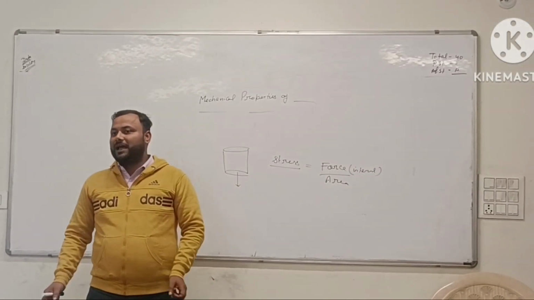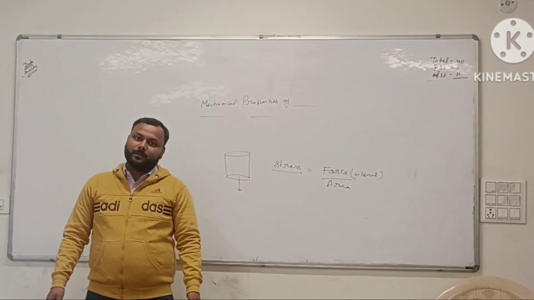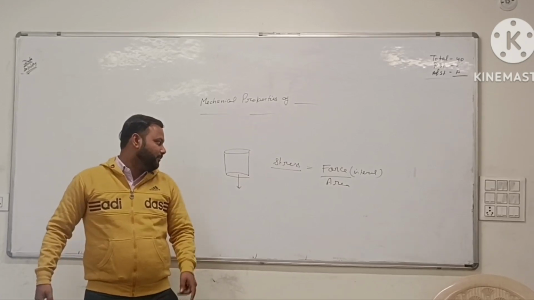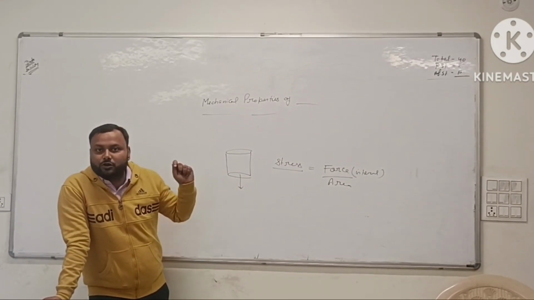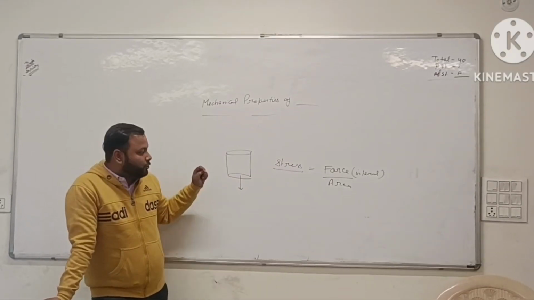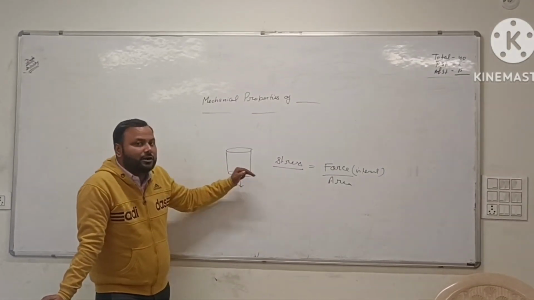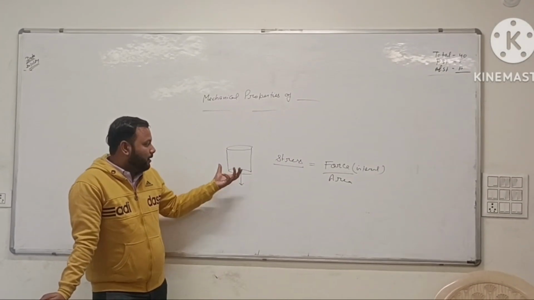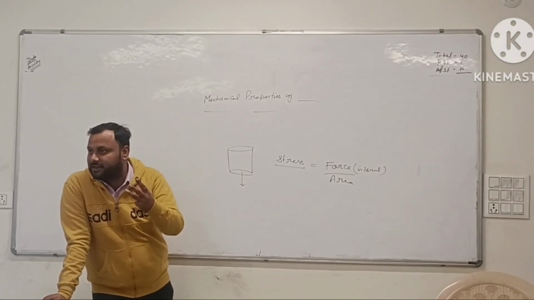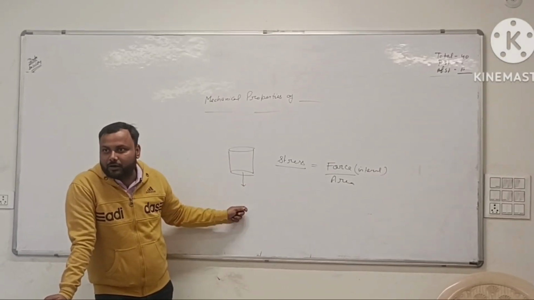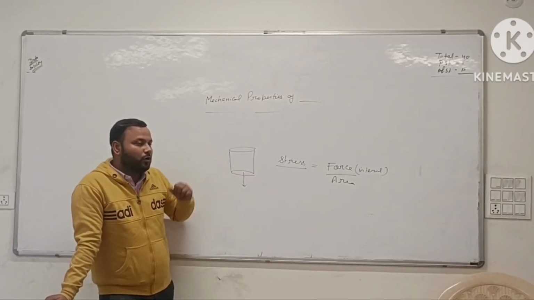You can apply force in three ways. First, you can apply the force perpendicular to the cross-sectional area, or you can apply force parallel to the area, or in all directions. There are three types of application of force: either perpendicular, or parallel, or through both sides.